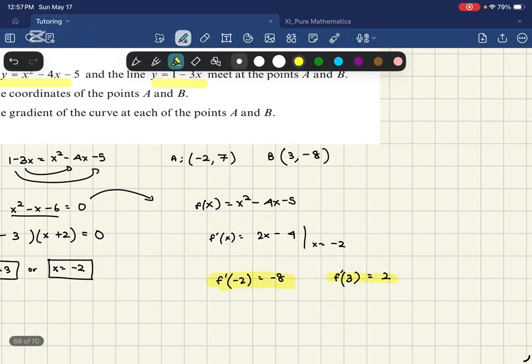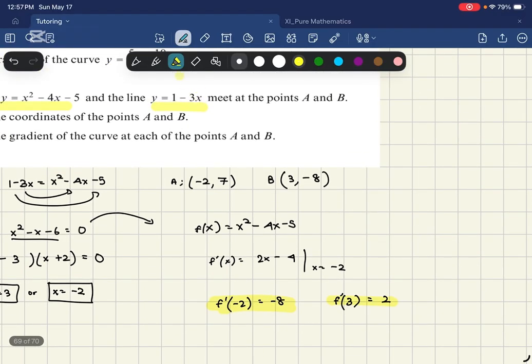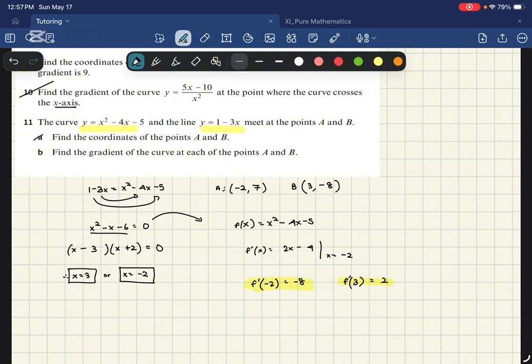All right, and I think if you actually differentiate this equation, it doesn't work. All right, okay, I misread the question. It says find the gradient of the curve. So you want to use this equation. But you're just given the points here. So these are going to be your answer. Minus 8 and 2. Minus 8 corresponding to the gradient of the curve at point A, and positive 2 corresponding to the gradient of the curve at 3.